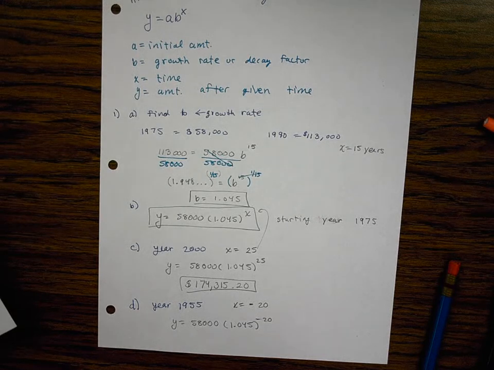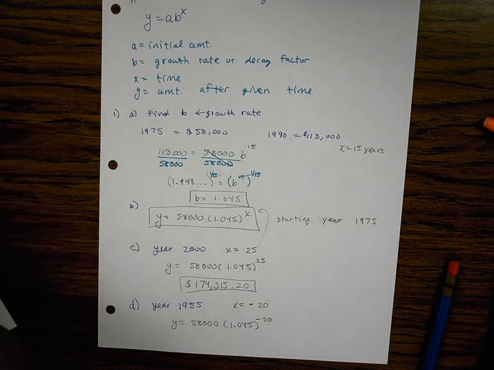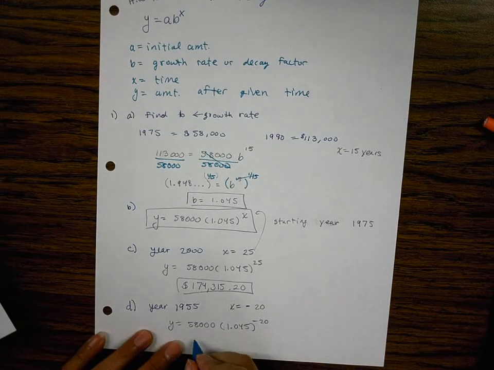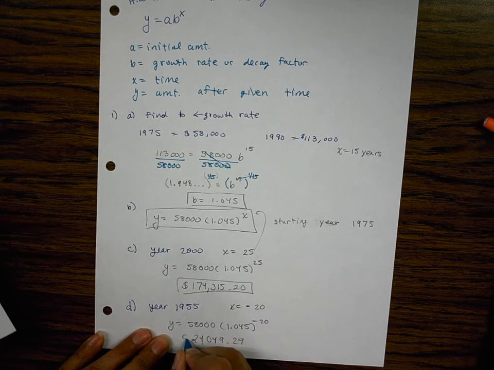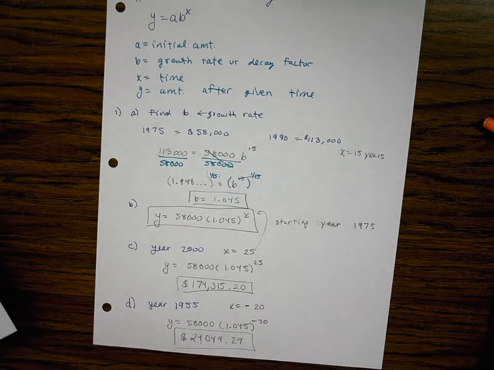Okay, it's not coming out for me. I worked it out earlier, and I'm not sure if I wrote something down wrong. Earlier I got $28,049.29, and right now I'm getting something else. I'm just checking the answer really quick. Nope, I just wrote it down wrong earlier. Sorry. Okay, so it's right. $24,049.29 is the median price of a home in 1955.